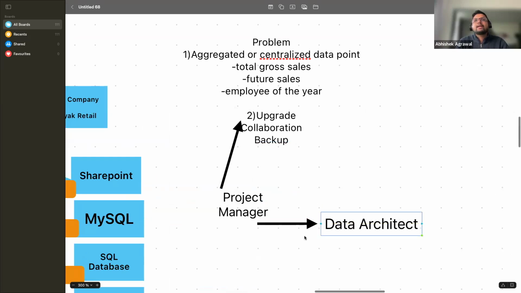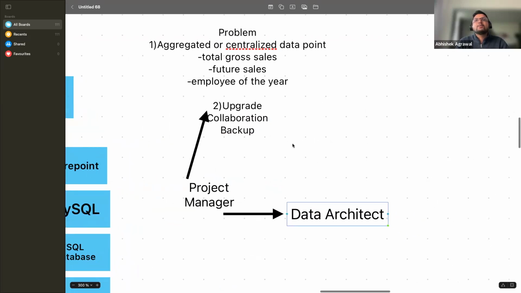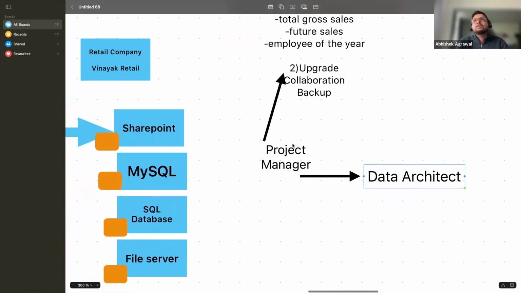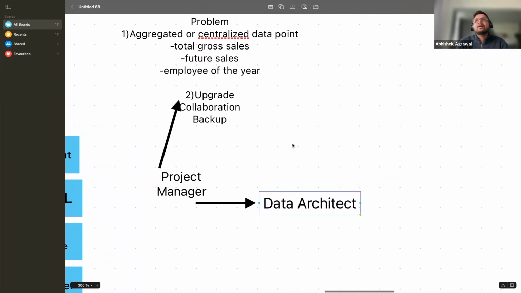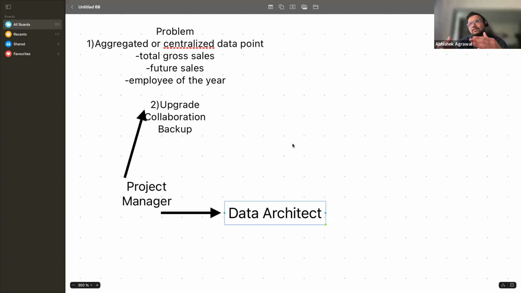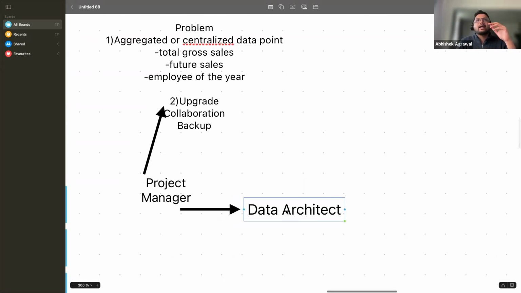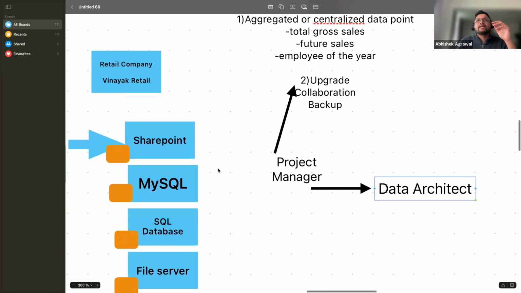The data architect will say that if you have all of these problems, you can solve them by migrating your data to cloud storage, a cloud place where you can solve all of this. The data architect will listen to all of these problems and then suggest some solutions. He will say that you can move to Azure, or AWS, or GCP. The data architect will create the architecture and understand what data points he has.